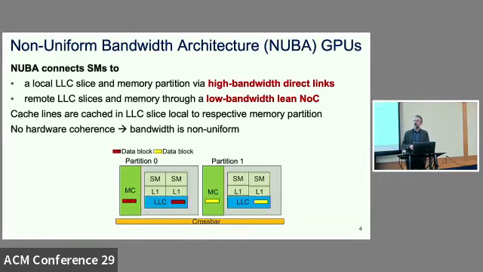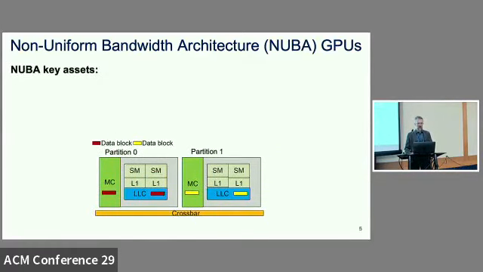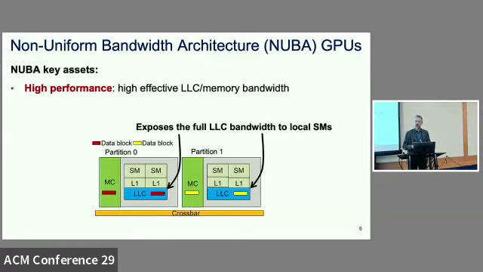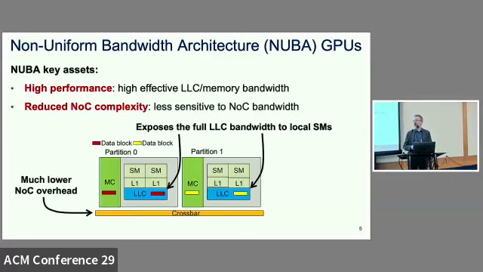And so we really have non-uniform bandwidth in this architecture. When you're accessing a cache block that is locally cached, then you have high bandwidth. If you need to access a remote cache line, then you have much lower bandwidth. So the key assets of this architecture are high bandwidth, if you can access the local LLC partition or memory partition. And at the same time, we have reduced NOC complexity, because if most of the data is local, then we become less sensitive to the NOC bandwidth, and then we can greatly reduce the complexity of this crossbar.